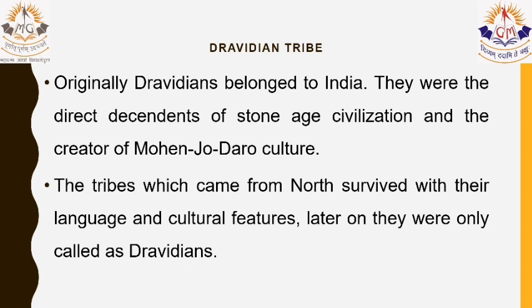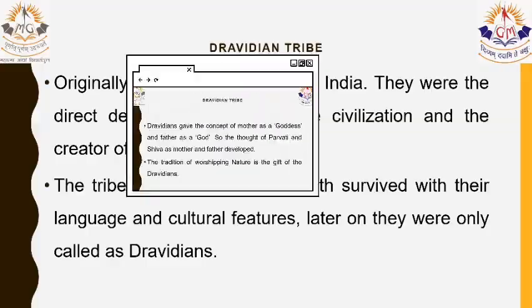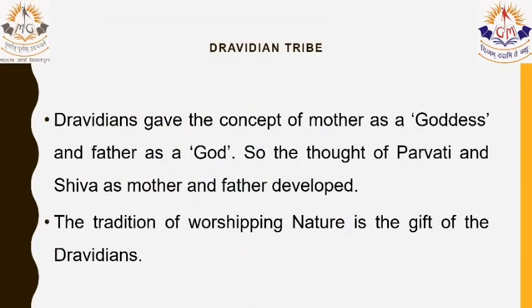Now the tribes which came from the north survived with their language and culture, and later on they were called Dravidians. The primitive men were scattered all over India. So the tribes that came from the north settled in the north, northwest and the western side of India, and that is how they developed the complete Indus Valley civilization. They survived with their language and cultural features, and later on this whole tribe was simply known as the Dravidians.